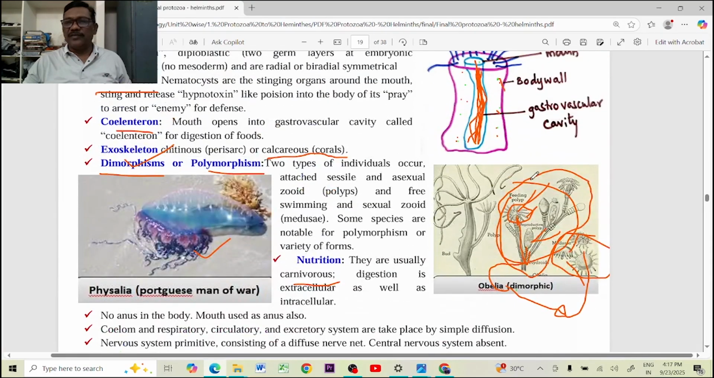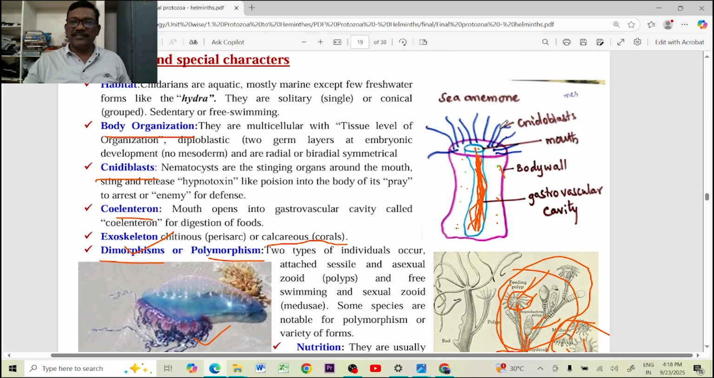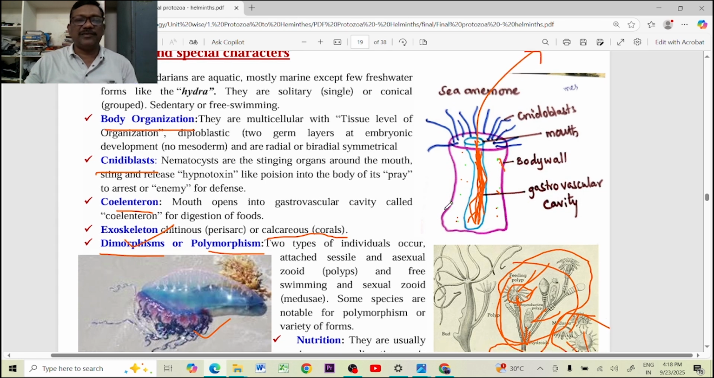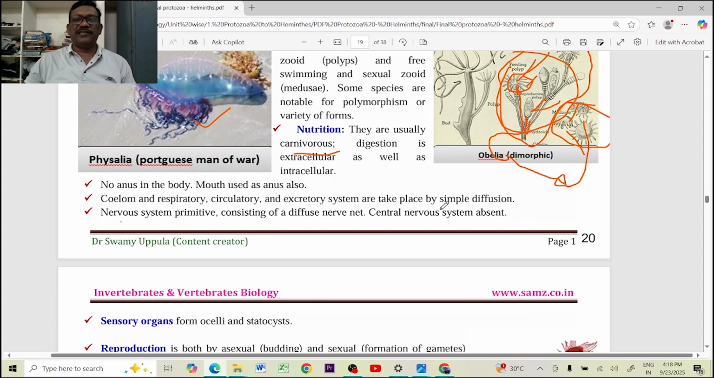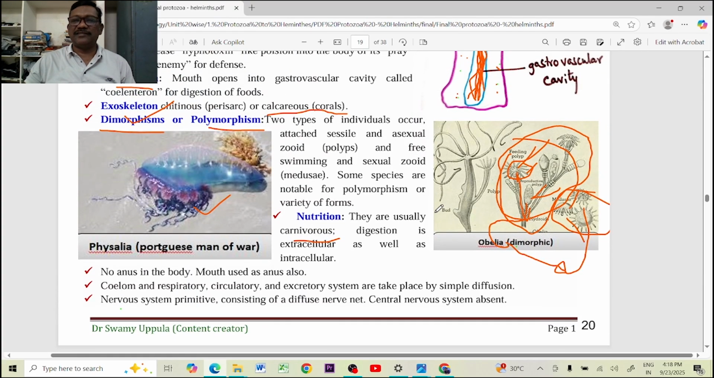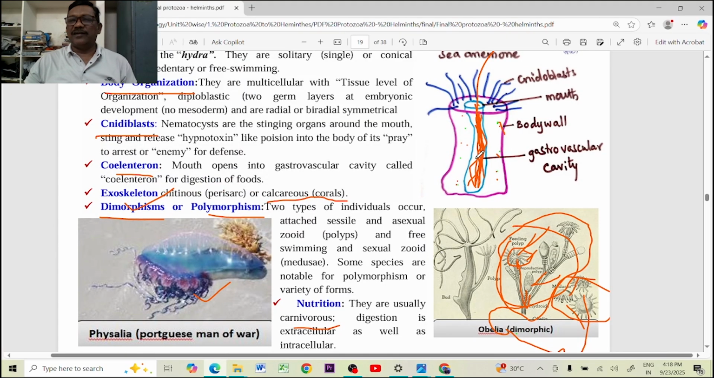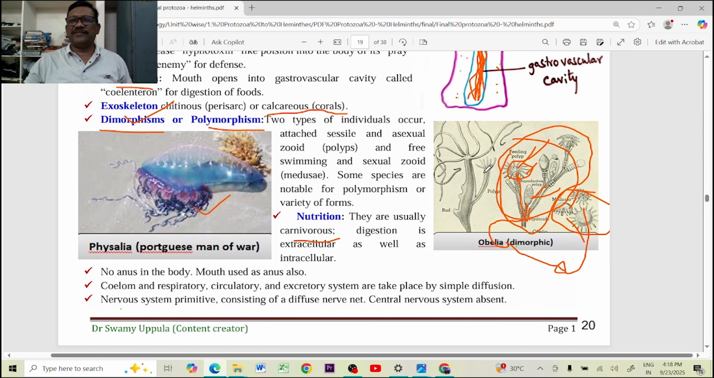Here the coelenteron is there. This is the mouth. With the help of the mouth, the cnidoblasts can insert the food material into the coelenteron. After partial digestion, the undigested food material is expelled through the mouth only. There is no anus. Respiratory, excretory and circulatory organs are not developed in this animal. They follow the diffusion process for excretion, respiration and circulation.